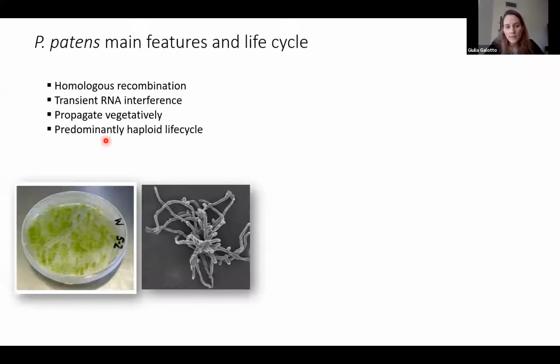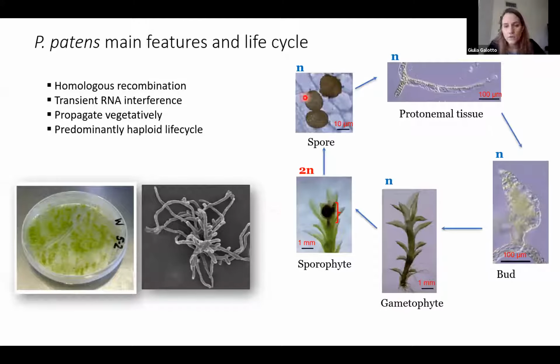It has a predominantly haploid life cycle. This life cycle is depicted here. The plant originates from a haploid spore, and from the spore it forms a protonemal tissue. This protonemal tissue is formed by filamentous cells that grow by tip growth, and this apical cell grows and then divides, and after the third cell division it forms a lateral branch. This branch will proliferate into a bud that will then differentiate into a gametophore. And after fertilization, on top of the gametophore, a sporophyte is formed, which is the only diploid stage of this plant.